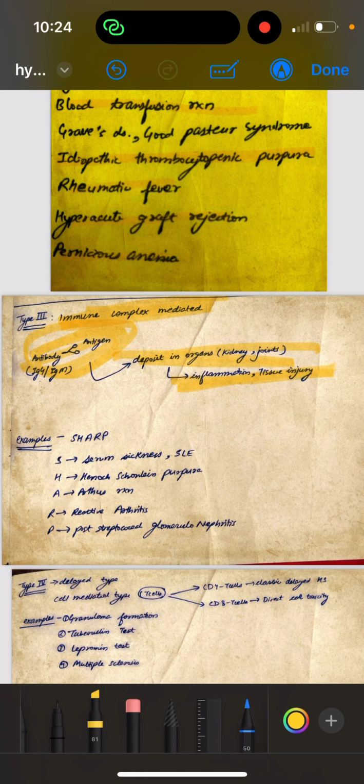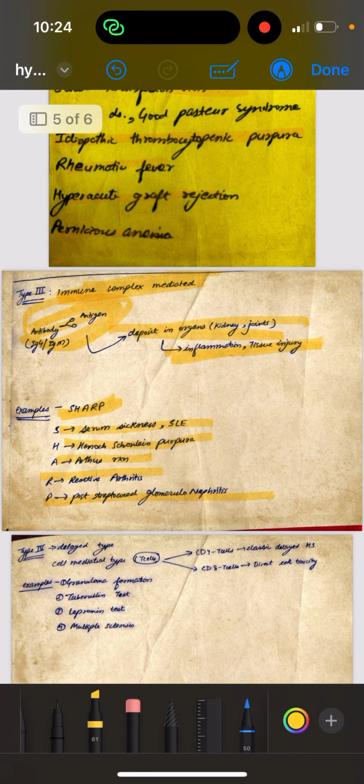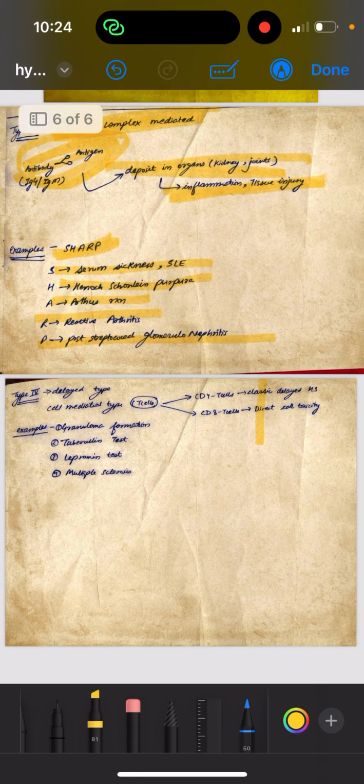So examples of type 3 hypersensitivity you can remember by the mnemonic SHARP. S for serum sickness or SLE, H for Henoch-Schönlein purpura, A for Arthus reaction, R for reactive arthritis, P for post-streptococcal glomerulonephritis.